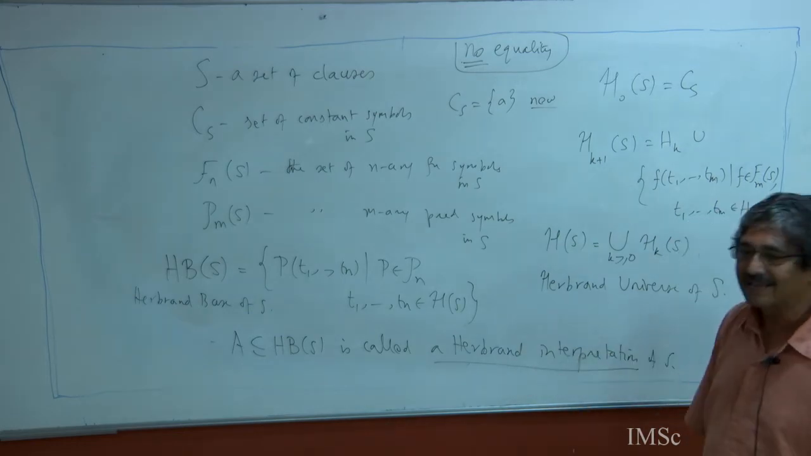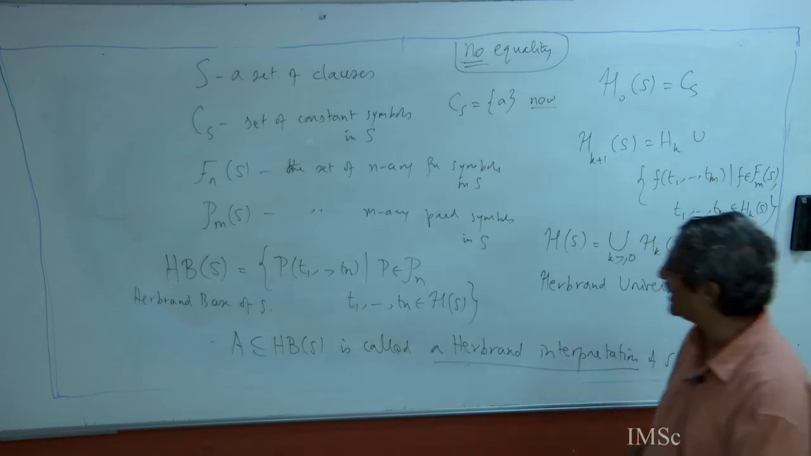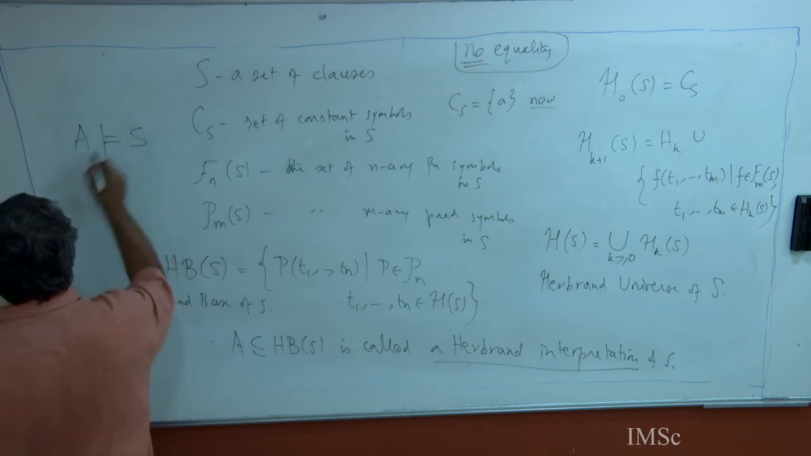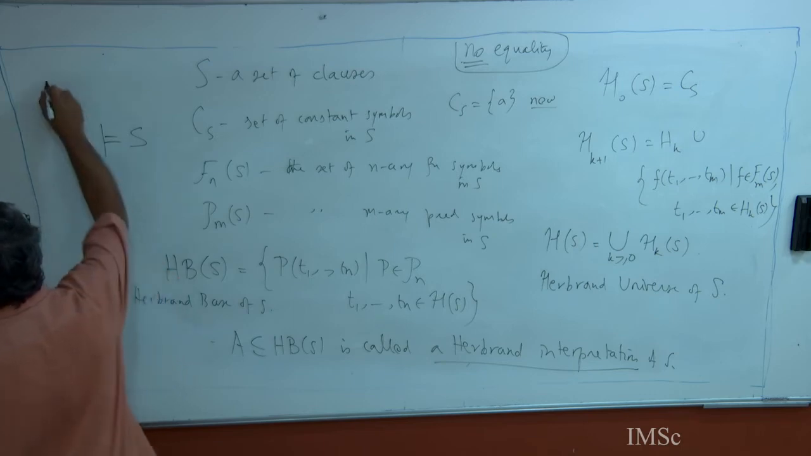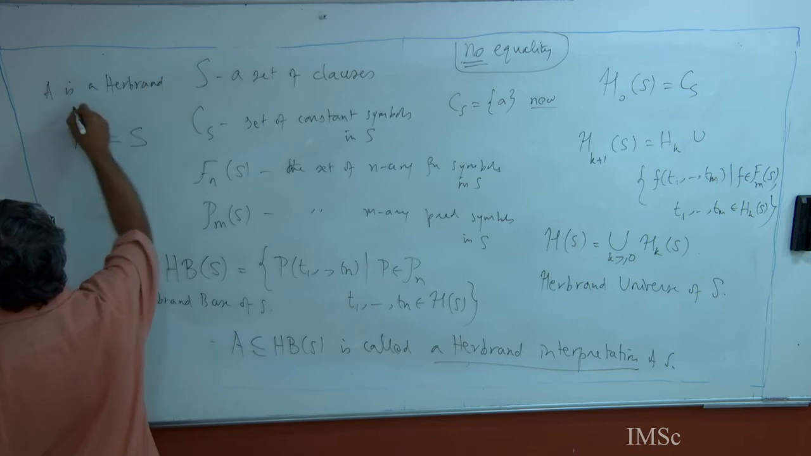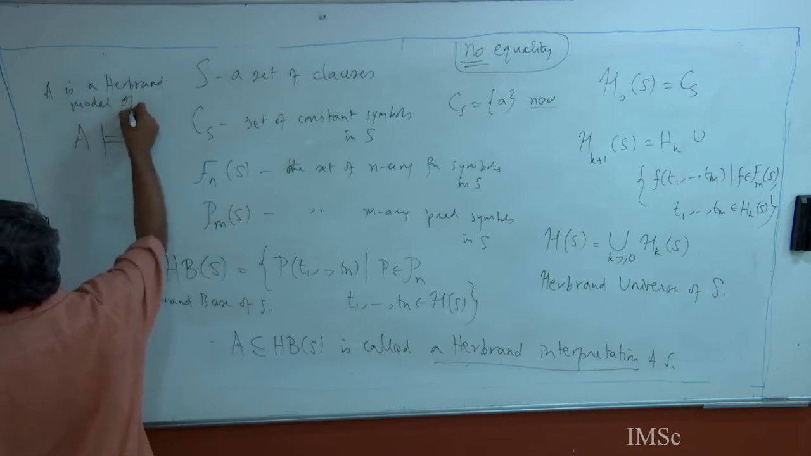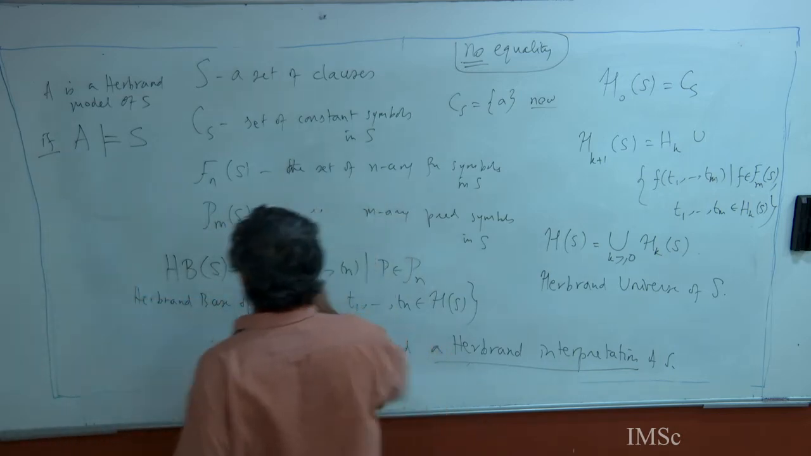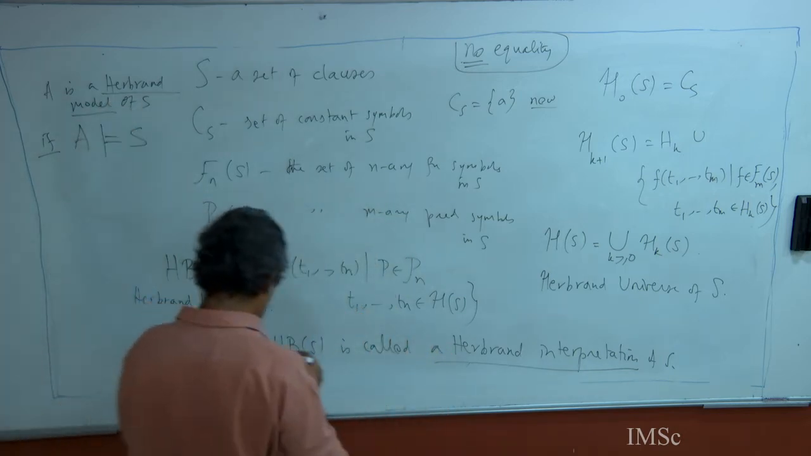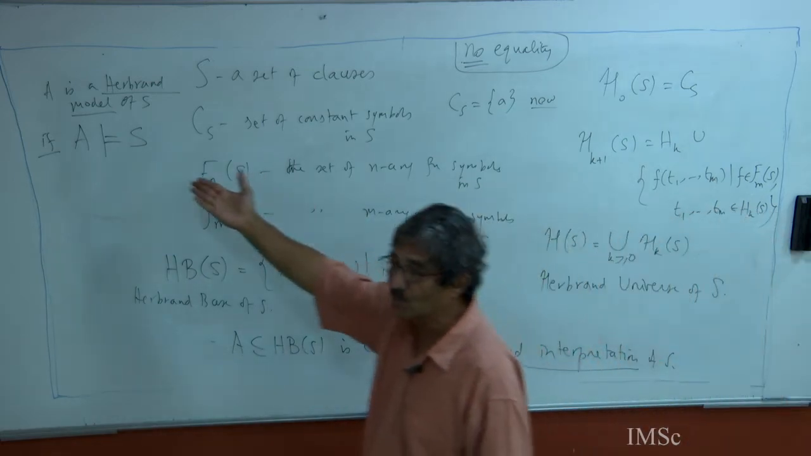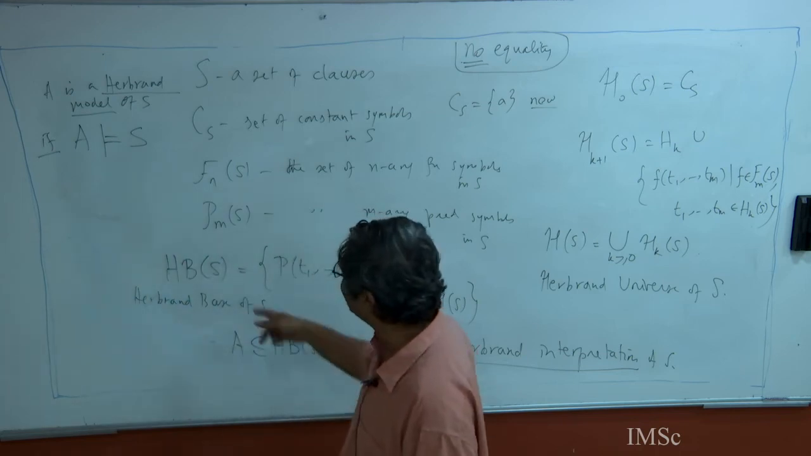Then it's very clear that now you've got an interpretation, and you can say that this set of clauses is actually true under this interpretation. So we say A is a Herbrand model of S. This particular interpretation makes S true.